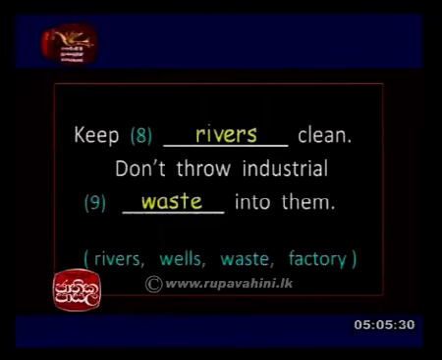Don't throw industrial waste into them. I think with your lessons in your grade 11 textbook, you know that with this adjective industrial, the noun is waste, industrial waste. So it's easy for you to select that word as well. Right. Let's move on to the next one.